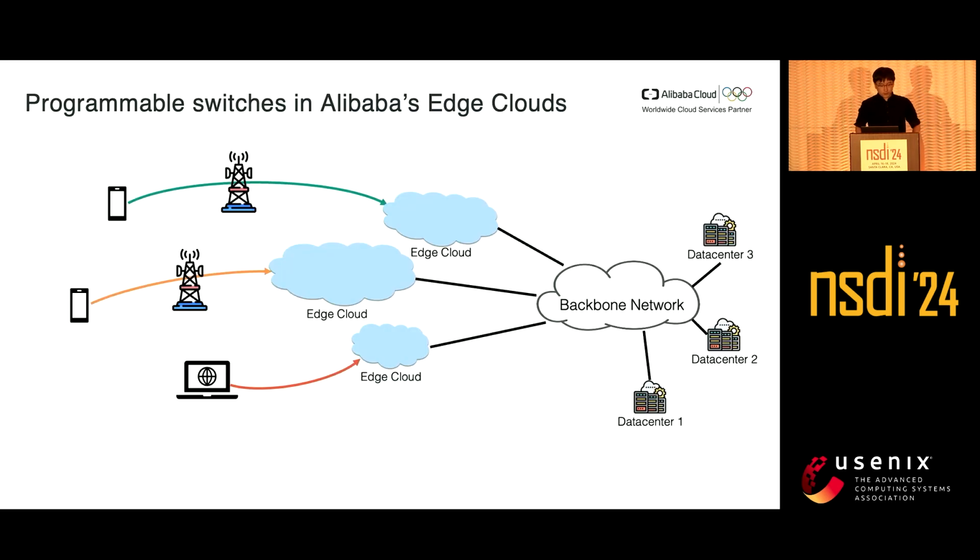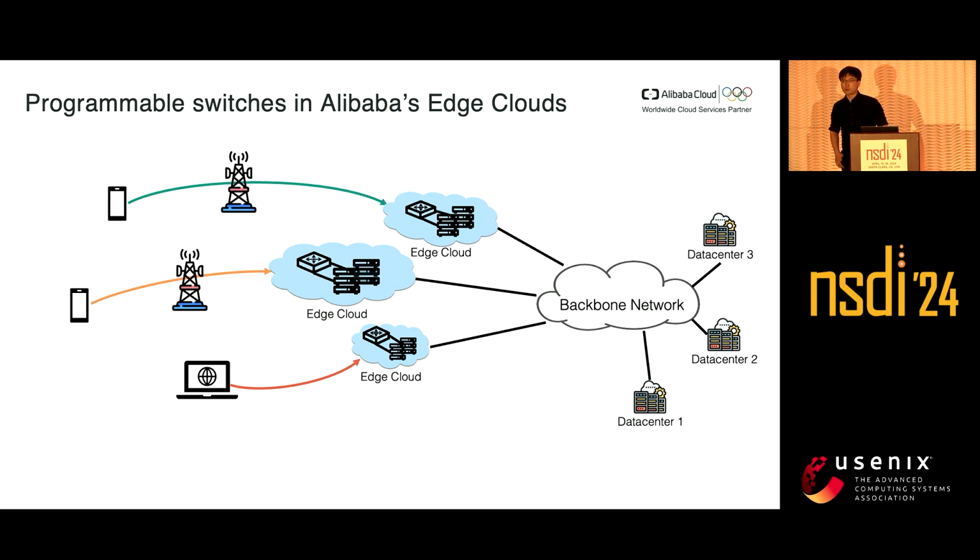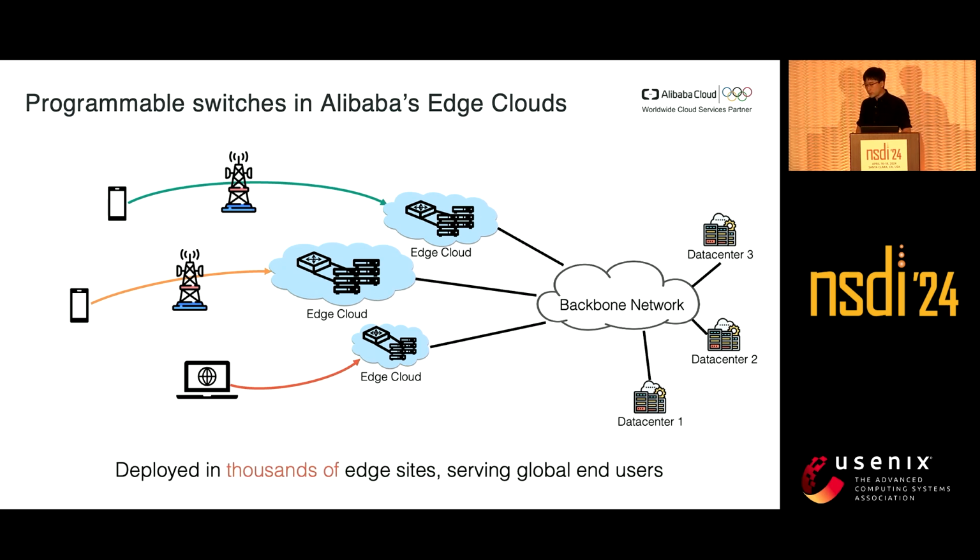So programmable switches are widely deployed in Alibaba Edge clouds. In the Edge cloud, we host programmable switches along with several servers so that the client's requests no longer have to go to the central data center, and they can be directly served in the nearest edge cloud. So this improves the performance and also the reliability. Currently, the programmable devices are deployed in our thousands of edge sites serving global end users.